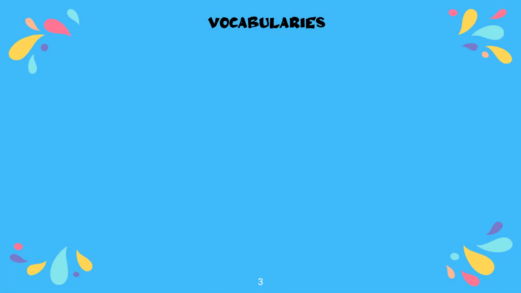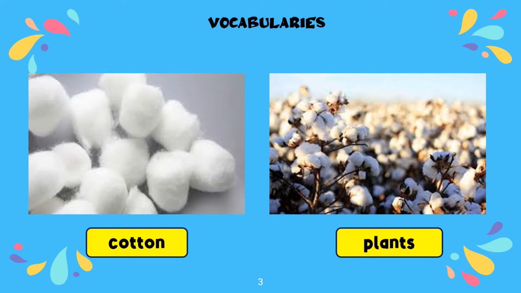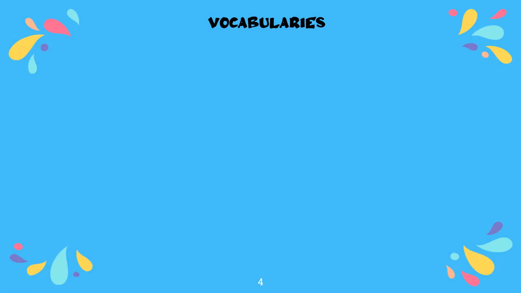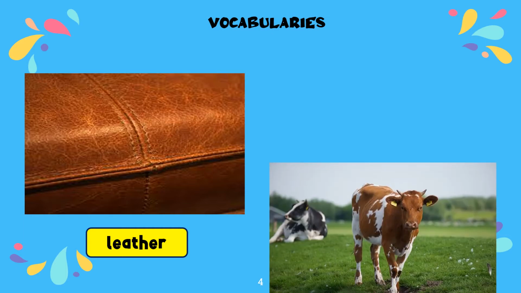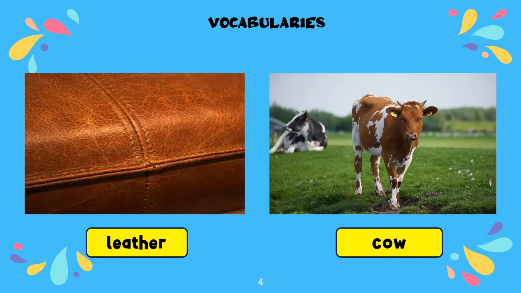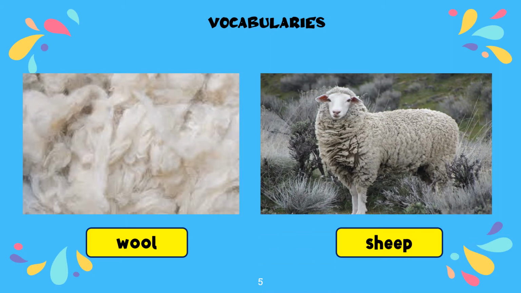We have a few vocabularies to learn. The first one, cotton. Cotton, kapas. Plants, plants. Tumbuhan. Leather, leather, kulit. Cow, cow, lembu. Wool, wool, bulu. Sheep, sheep, biri-biri.